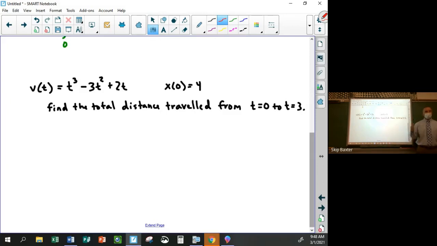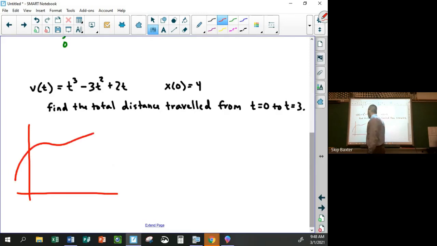So how do you calculate total distance traveled? That's the question. What do you think? Well, what if the velocity function looks like this, v of t, and I'm trying to calculate distance traveled between A and B? What would that correspond to?